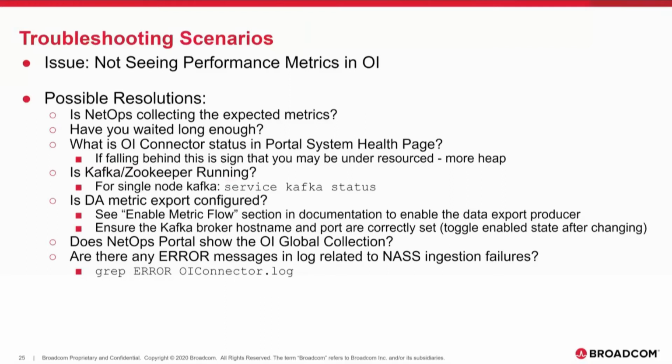Within NetOps portal, there's an OI global collection that is used to control the metrics that are exported. So we should look and see if that global collection exists. And then always, are there any error messages in the log related to failures? It could be a bad gateway token. The security token might not be right. The OI tenant ID or cohort ID might be wrong. So looking for errors in the log is always a good move.